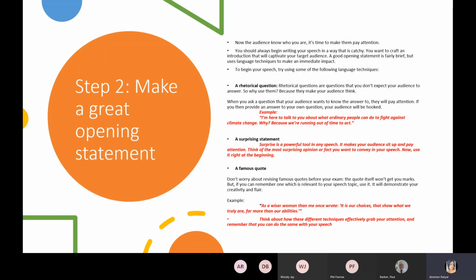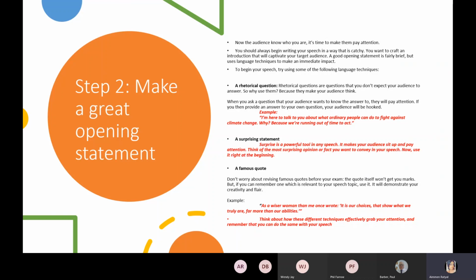So your rhetorical questions are questions that obviously don't expect the audience to answer. So why do we use them? We use them so it makes your reader think about what you're trying to say, what message you're putting across to them. So when you ask that question to the audience, they want to know an answer. So obviously they'll pay attention. If you then provide an answer to your own question, your audience will be hooked.